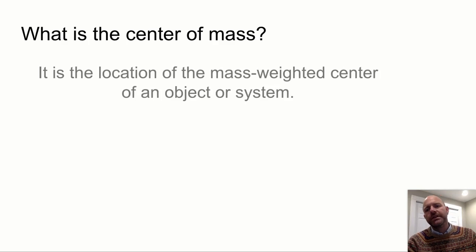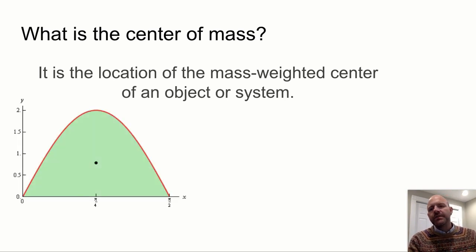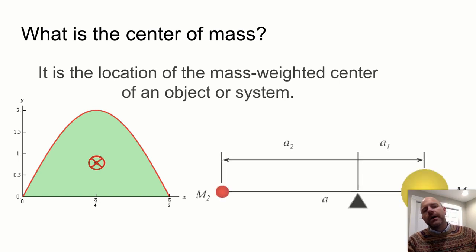So first off, definition. This is the location of the mass-weighted center of an object or a system, which is kind of a weird definition. You know what a weighted sum or average is, and that's kind of what we're dealing with here. So if you imagine this shape, that dot represents the center of mass right there. It's not halfway up because more of the mass is down at the bottom than there is at the top.